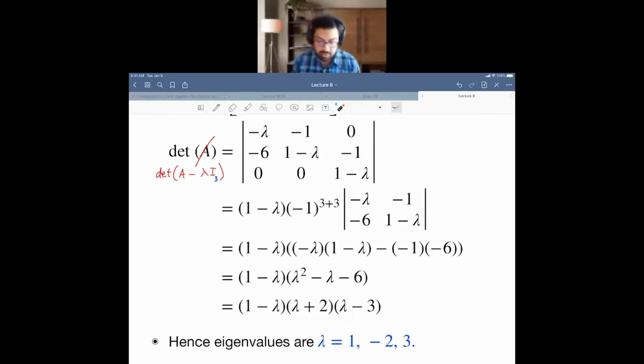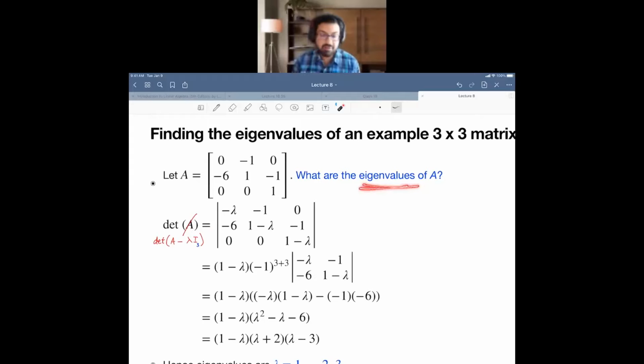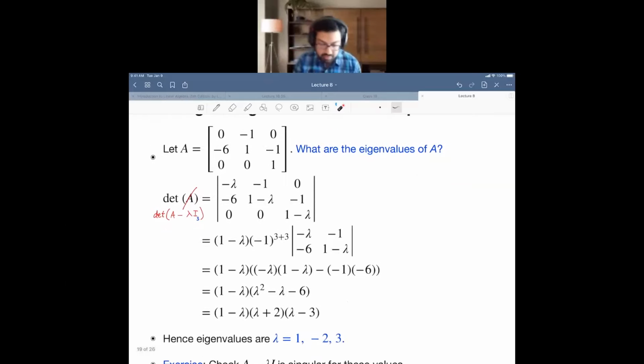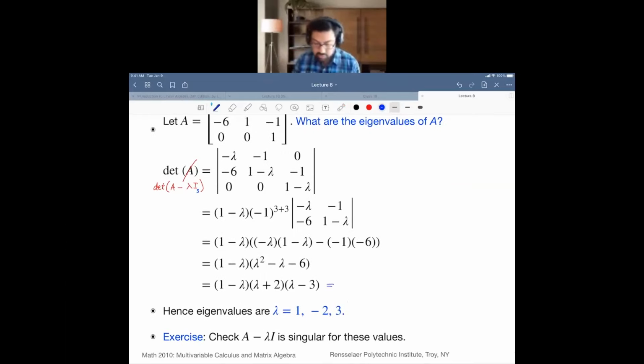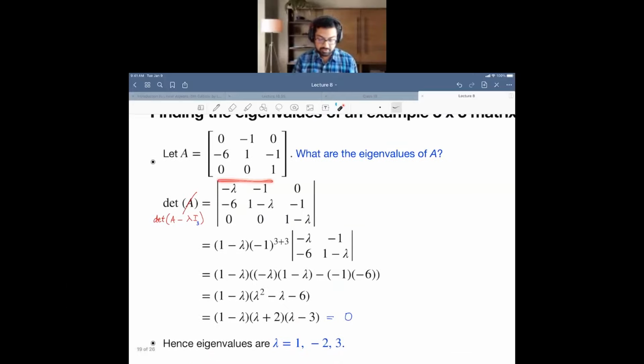What should that be? Well, we are trying to go for the eigenvalues, so the determinant of A minus lambda I going to 0, right? That's what we are trying to equate it to. Now you have a cubic equation, three roots, and we have already factored it. So what values of lambda would make it 0? You have three values: 1, negative 2, and 3. Those are your eigenvalues for this particular 3 by 3 matrix.